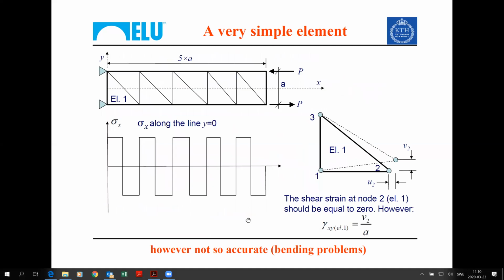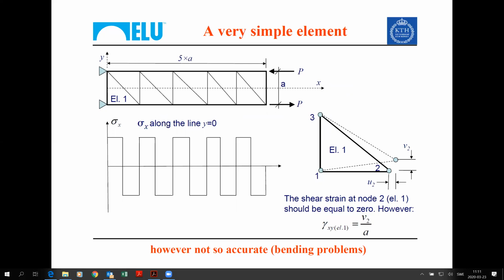The question is, is this element also a good element? Historically speaking, this was the first element which was derived. The question is, how good is it? Is this a good element or not? And it turns out that this is not such a brilliant element.